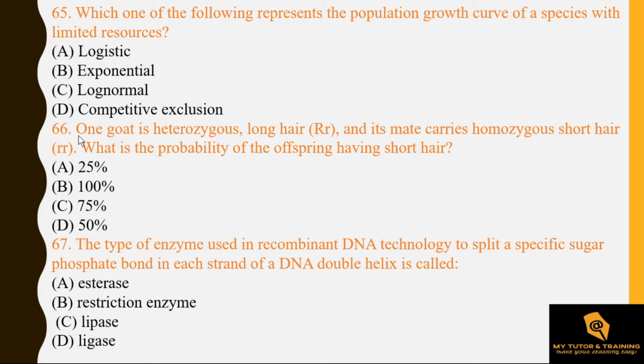Good. Question number 66. One goat is heterozygous, long hair, capital R, small r, and its mate carries homozygous, short hair, small rr, which is homozygous recessive. What is the probability of offspring have short hair? A. 25%, B. 100%, C. 75%, D. 50%.